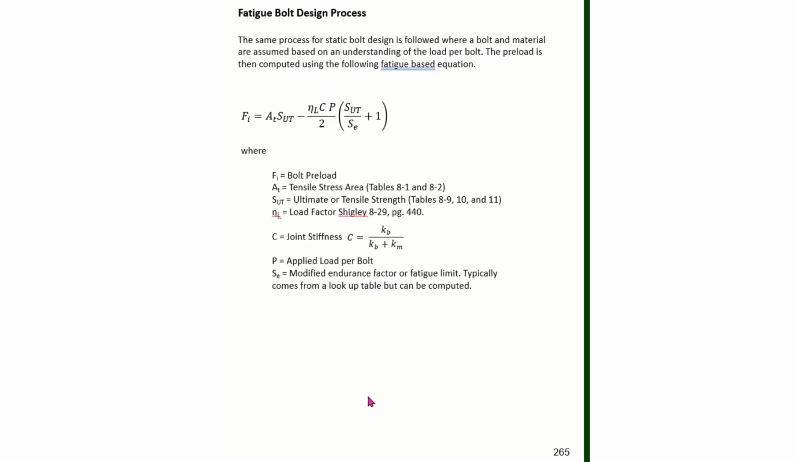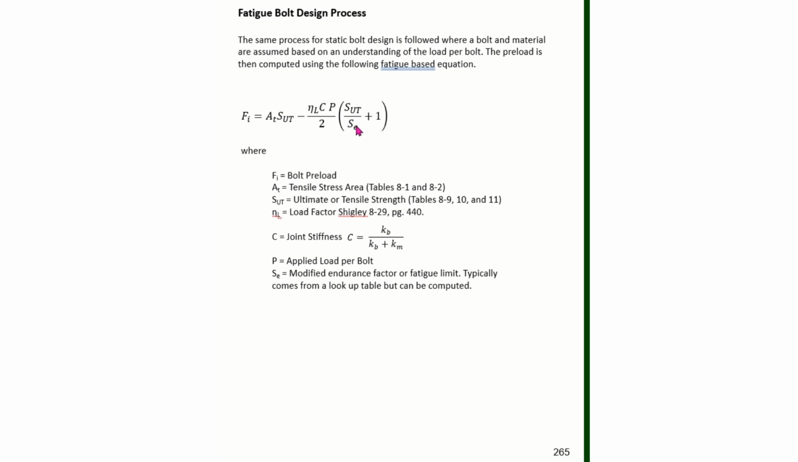For fatigue, it's a very similar approach. The only thing that is different is that Fi is now based on a different equation. Here's the equation for Fi in a fatigue bolt design process. We have AT, but instead of the proof strength, we now use the ultimate strength. Here's our A to L, here's our joint stiffness again, here's our load per bolt P, and then we have SUT over SE, where SE is the modified endurance factor or the fatigue limit.